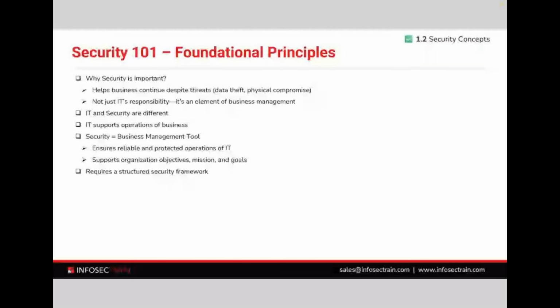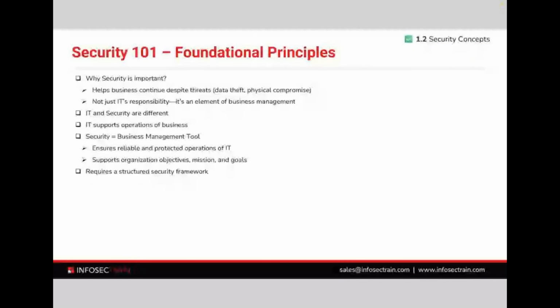Another aspect to talk about here is security's comparison with IT, right? Several people think that security and IT are almost the same, right? Now, what is IT? IT is basically hardware and software that supports the business of a company, or that supports the operations of a business. Now, coming to security, security is the business management tool that ensures the reliable and protected operation of that IT layer, right? You see that? So IT is about hardware and software that supports the operations of business. Security is about a business management tool that ensures that the IT is reliable and protected, right?